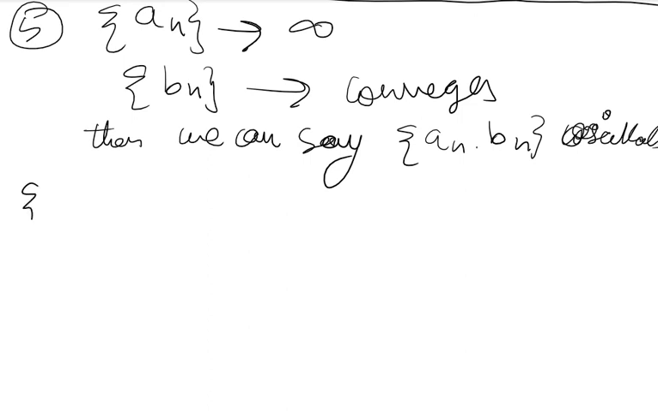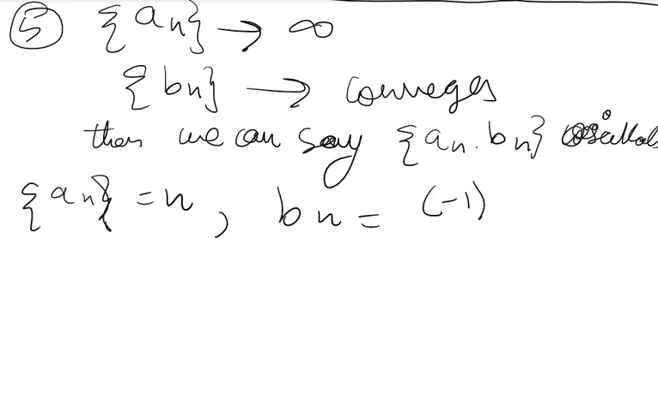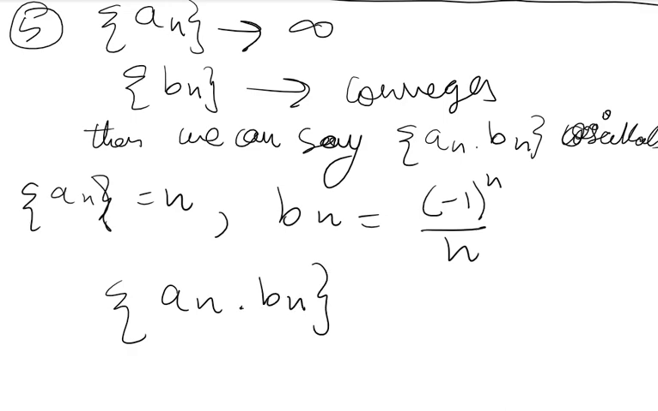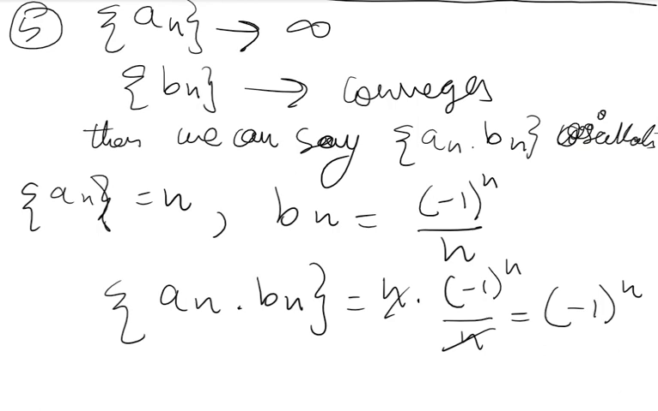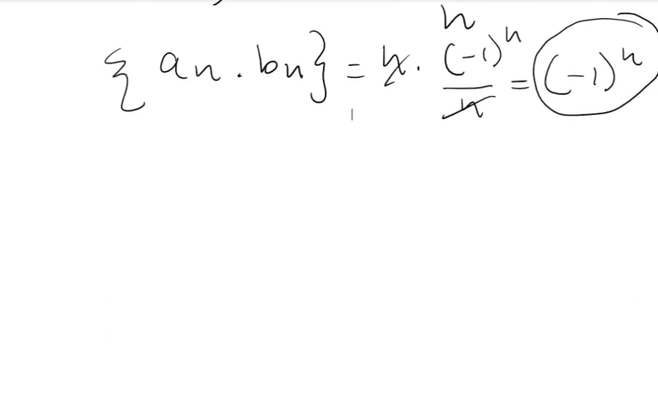So let us take An to be n and Bn to be minus 1 to the power n divided by n. So now when you do An dot Bn, you will see that the n cancels out, and that is equal to minus 1 to the power n. So this value is oscillating, right? This value will oscillate. Now, we are finished with the examples of divergent sequences.